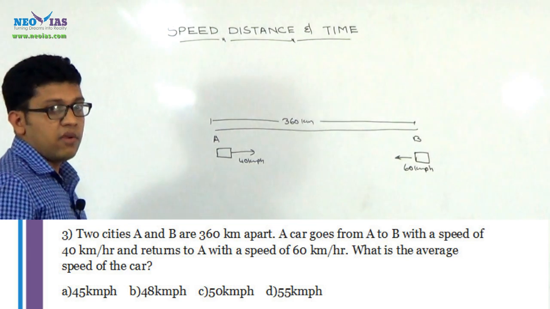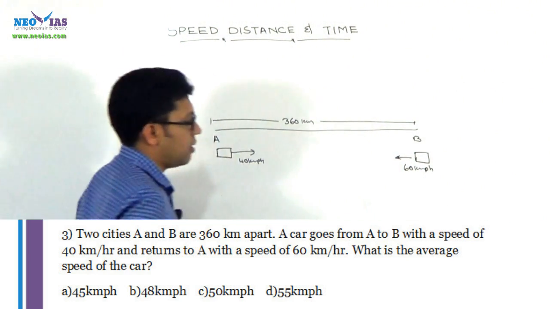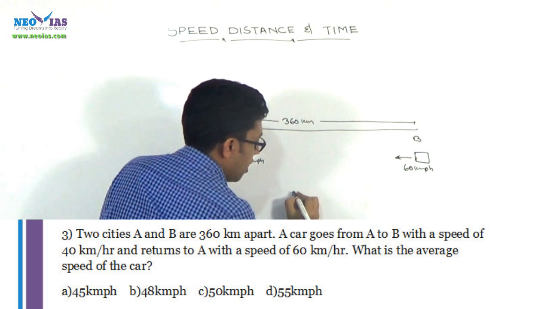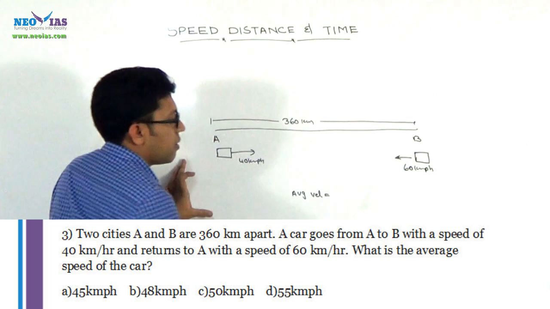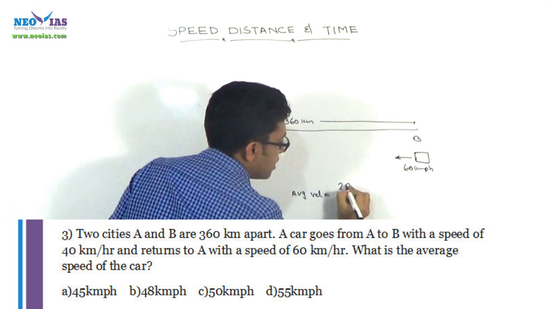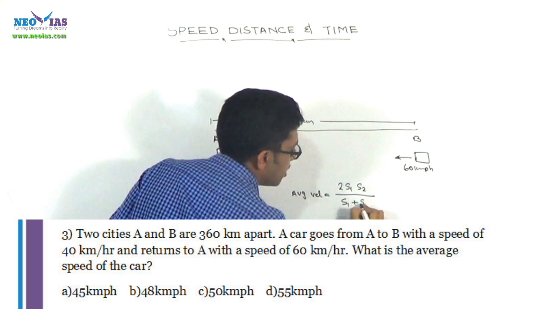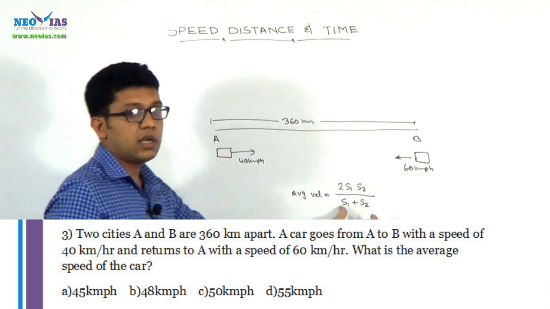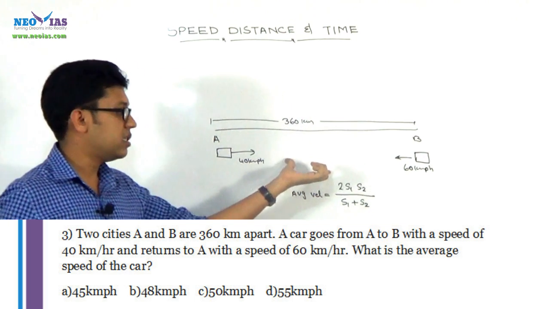We have studied a formula for average velocity, that is average velocity is equal to 2 s1 s2 divided by s1 plus s2. What are s1 and s2? These are the two speeds of an object for a particular journey.